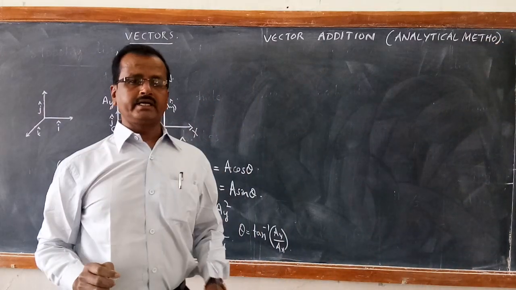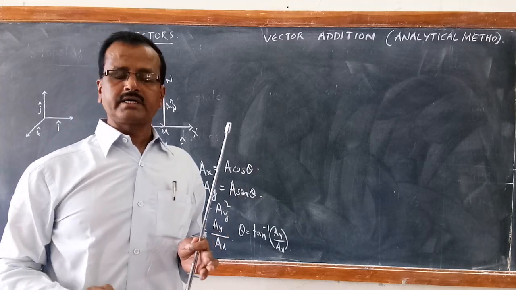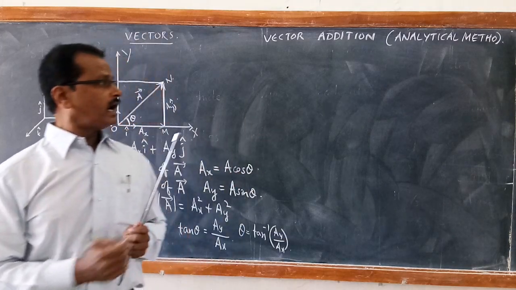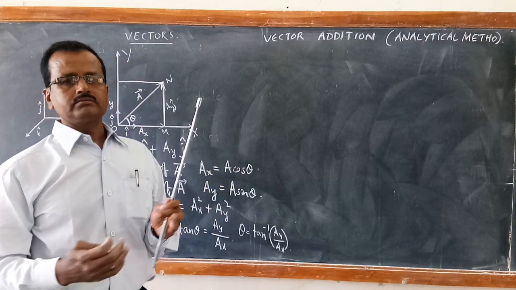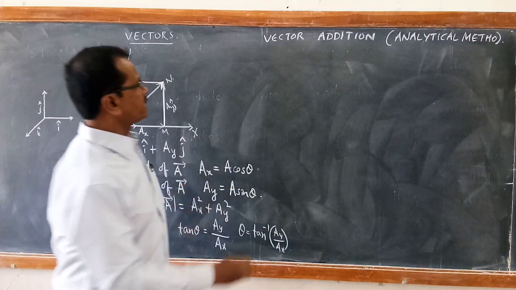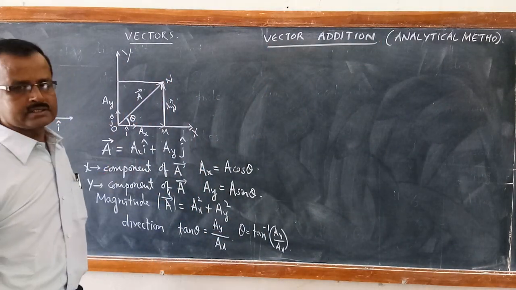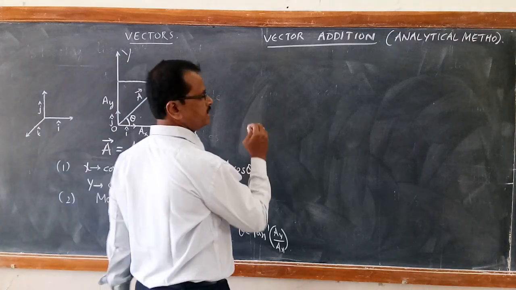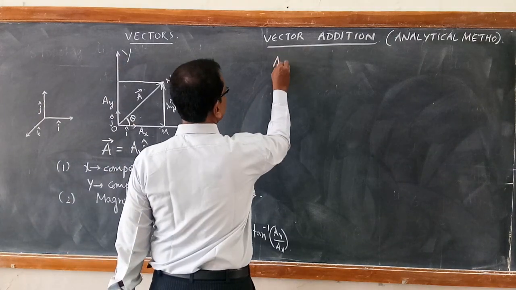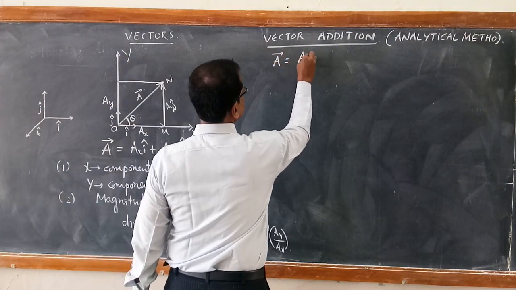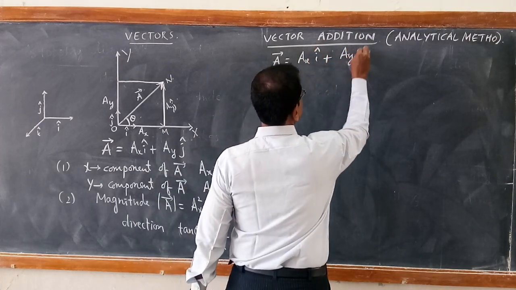Previously we have studied vector addition by the triangular law of vector addition and by the parallelogram method. So both are called graphical methods. Now vector addition by analytical method means the vectors are given in terms of components. Let us say there are two vectors on an xy plane. Vector A is equal to ax i cap plus ay j cap.